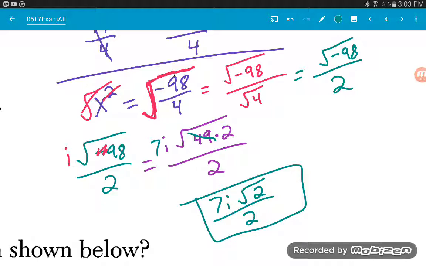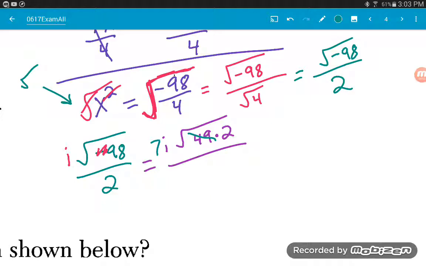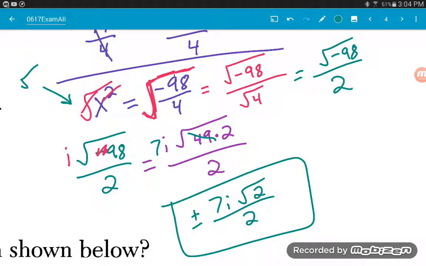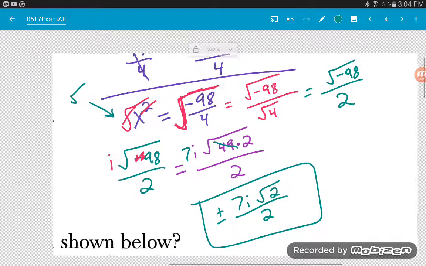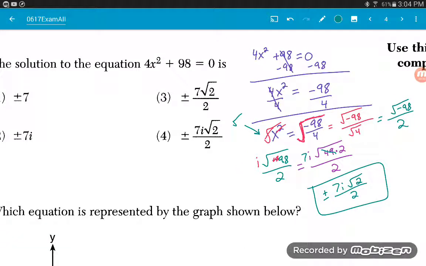If we look at the answer choices, you'll notice that they all are not just 7i rad 2 over 2. And the reason for that is when I introduced this square root, I was supposed to put a plus minus here. Anytime you put in a square root yourself, you have to add the plus minus on the other side. So plus or minus 7i radical 2 over 2. And our answer is going to be 4.